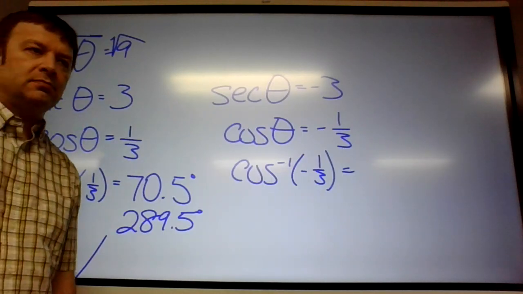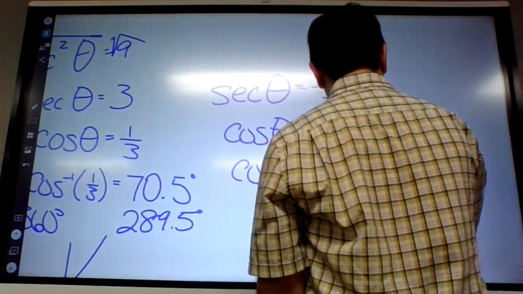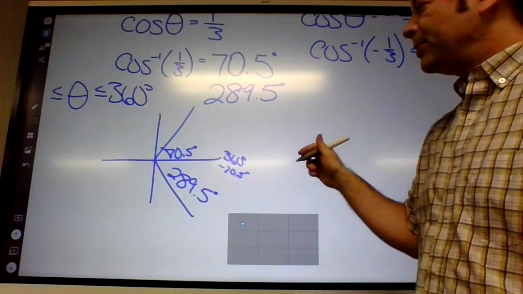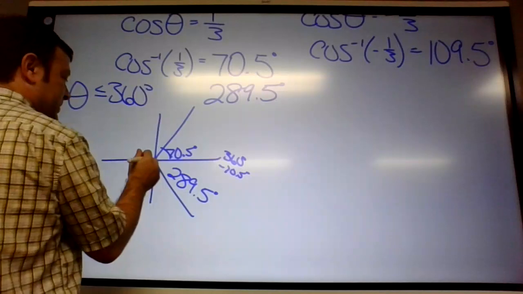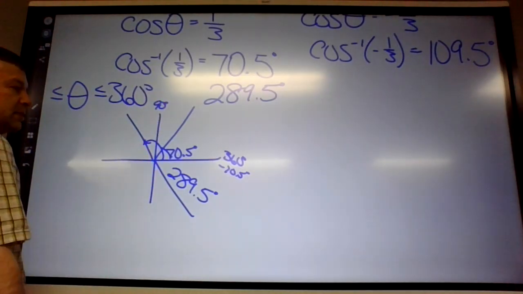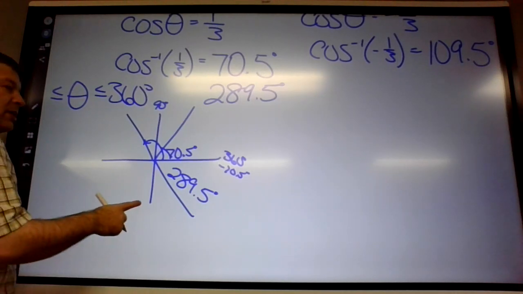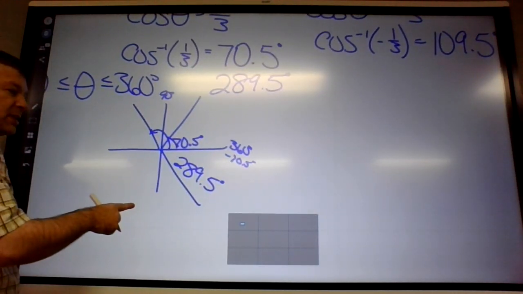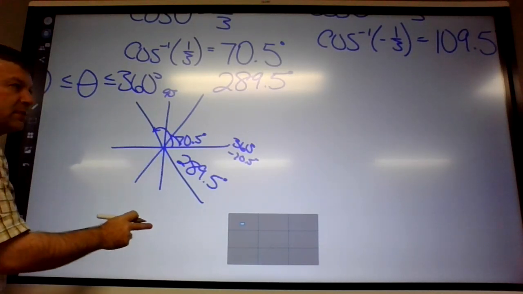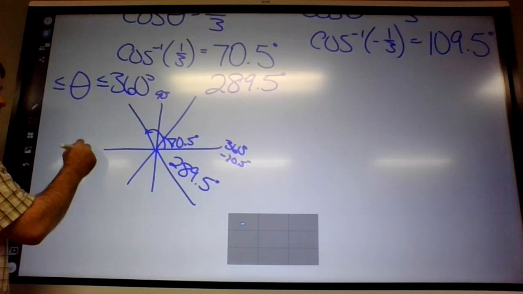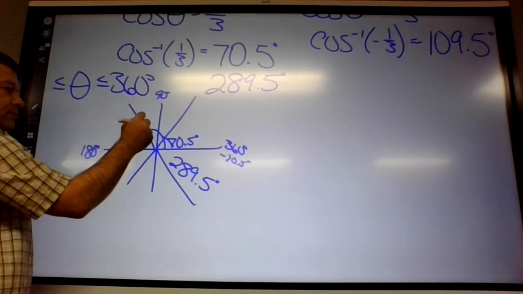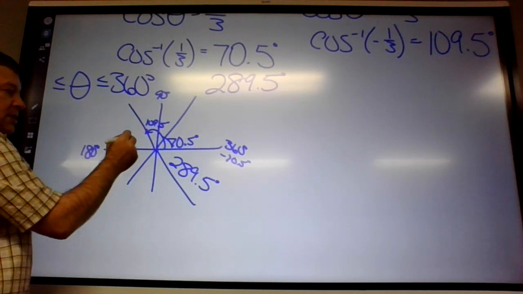109.5 is a second quadrant angle. Here's 90, so it's a second quadrant angle. Where else does cosine equal something negative? Fourth quadrant. So we need the fourth quadrant. Actually, if you did 180 minus 109.5, you know what we would find? That this angle right here is 70.5.